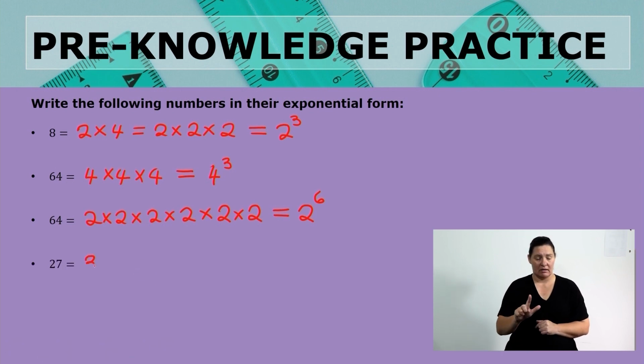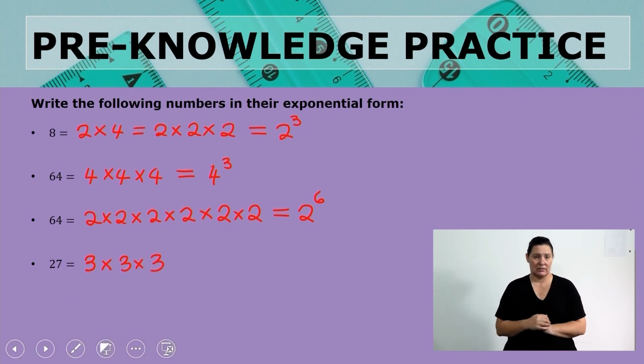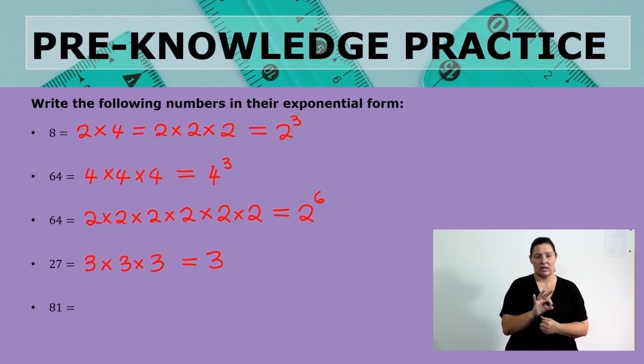27 can be presented as 3 multiplied by 3 multiplied by 3, which gives us, in exponential form, 3 raised to the exponent 3. And then we have 81, which can be written as 3 multiplied by 3, multiplied by 3, and multiplied by 3. This will give us a base 3 and an exponent 4.